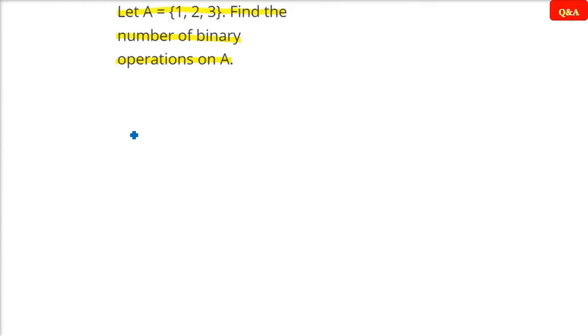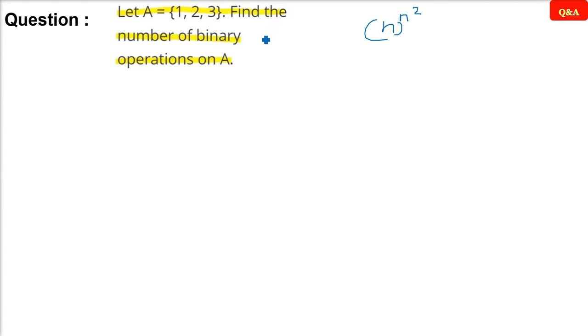In binary operation, there are certain hidden facts which we need to understand, and we'll understand it by means of questions. So, how many binary operations are possible on a set A? This is equal to n to the power n square. How are we getting it? We'll try to find out, and understand it with an example.